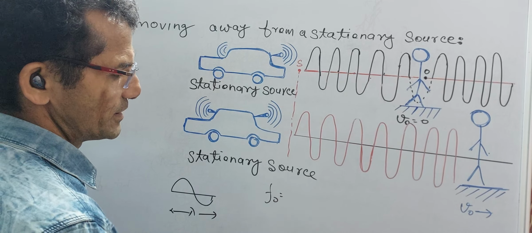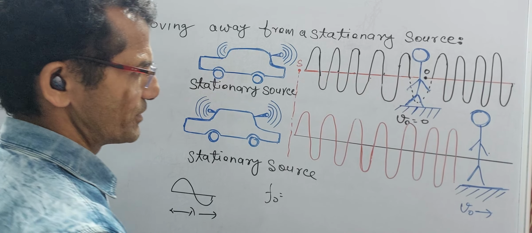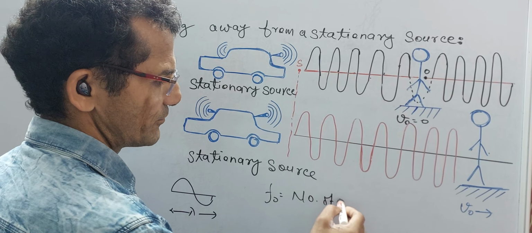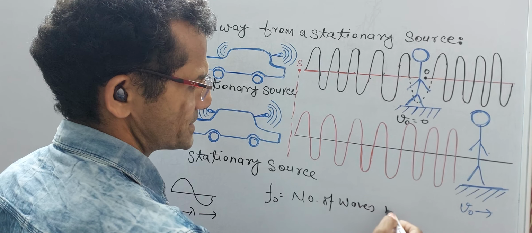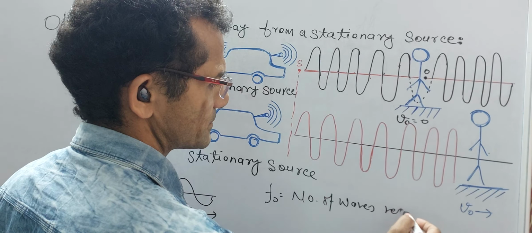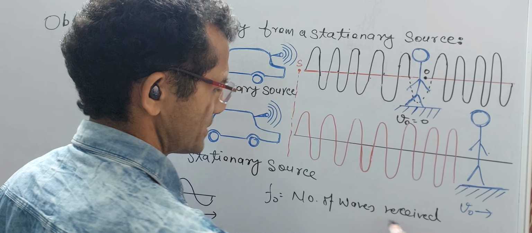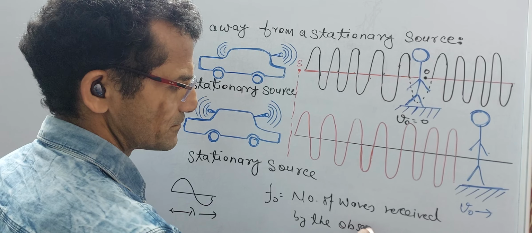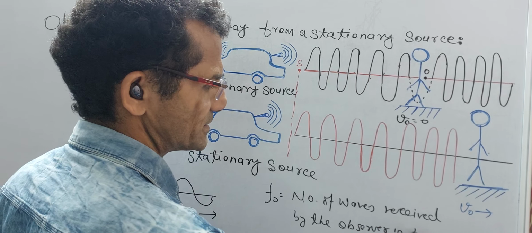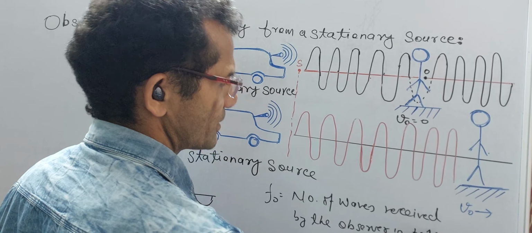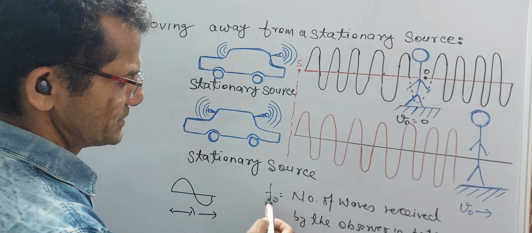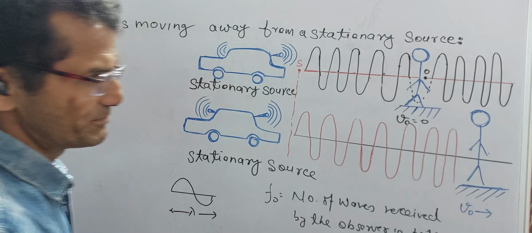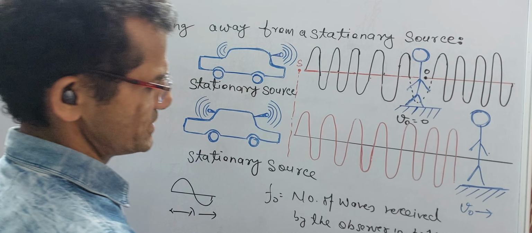F naught is the original frequency, the number of waves received by the observer in 1 second. T is equal to 1 second. Suppose in 1 second these waves pass through the observer. Now these are the waves which are crossing, which are received by the observer in 1 second.